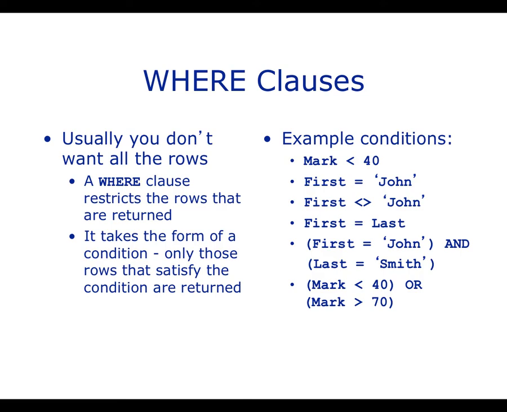is higher than another, if there's a passing grade, if my first name equals John, if my last name equals MacArthur, if my first name is John and my last name is Smith, if I want everyone with higher or lower than a C average. This slide just shows a couple of those examples as well. If I'm going to show anything where my mark is lower than 40 or greater than 70.